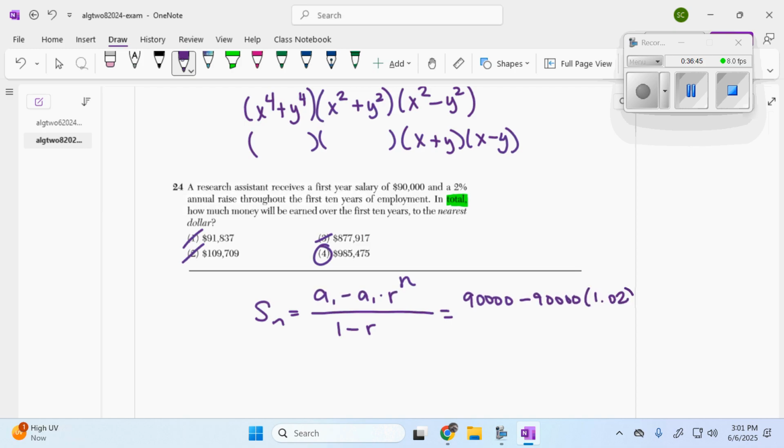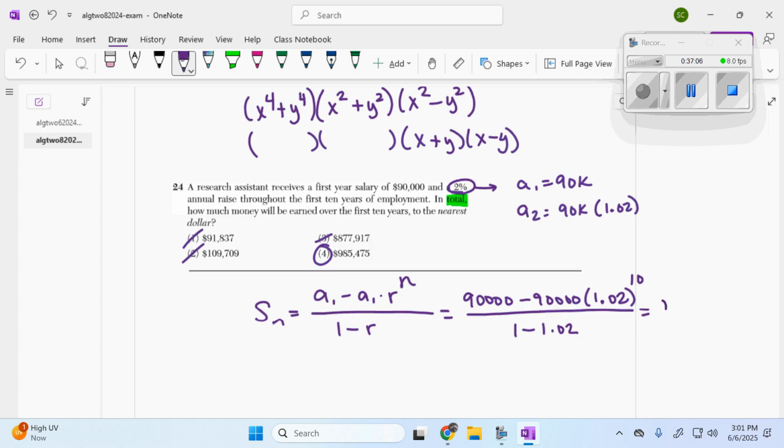The rate is 1.02. The reason why it's 1.02 is we need to increase each year. So like year 1 is 90K, year 2 would be $90,000 times 1.02. That's how I get the next salary, right? And then we do that for 10 years. And then divide that by 1 minus 1.02, and that's going to give us our 985,475 number. It's probably rounded here, but that's close enough.